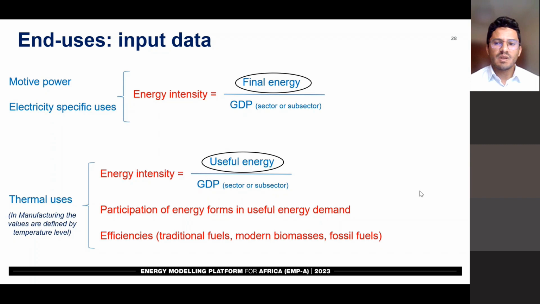Regarding the input data, we will first need to calculate the energy intensities for different energy use categories, as was presented in the previous slides. For motive power and specific use of electricity, energy intensity corresponds to the final energy divided by the sectoral GDP. But for thermal uses, we calculate our energy intensity at the useful level. So we will need to divide useful energy by the sectoral GDP. Also, the market penetration of energy forms in thermal uses is calculated at the useful level.